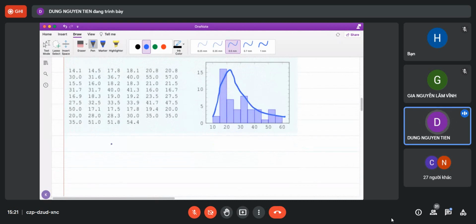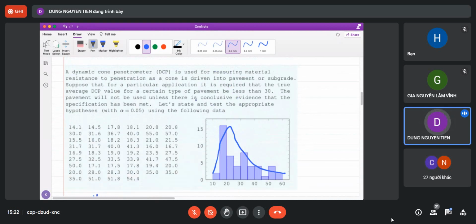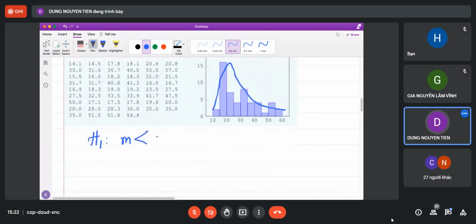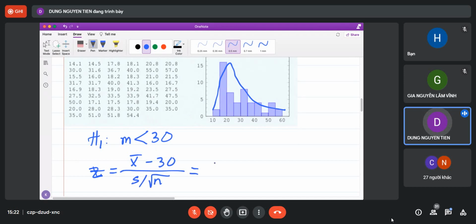So you can have the H1, which is m is less than 30. So that is what you need. You want to test, okay? And then you want to compute the value z, which is the h bar minus 30, the right hand side of the inequality, over the standard error. The standard error, in fact, is the estimated standard error, which is s over the square root of n, right? The average value can be computed.